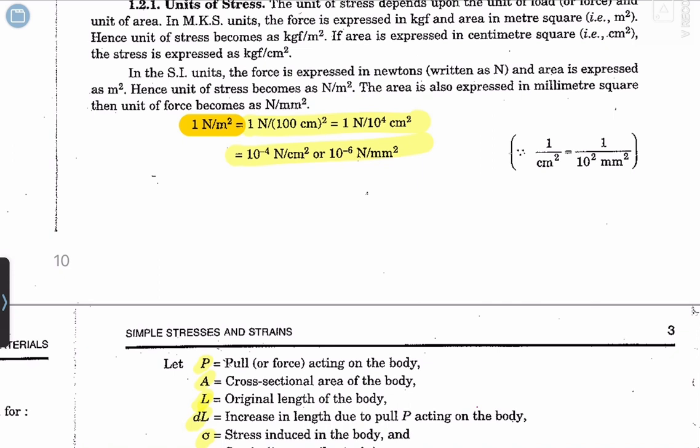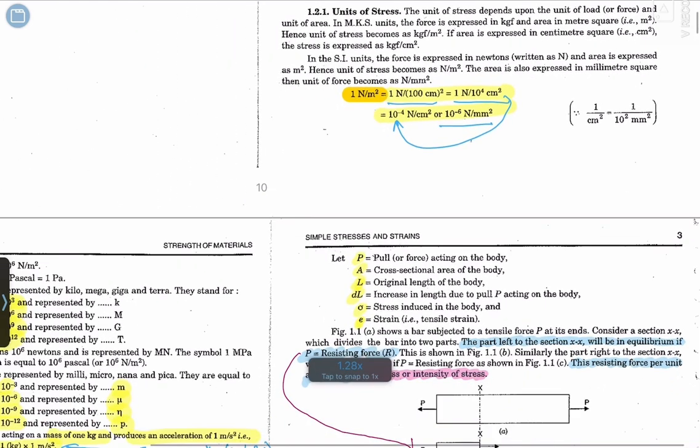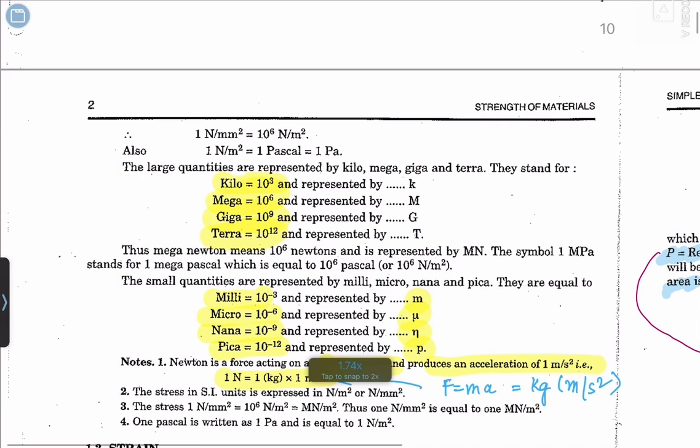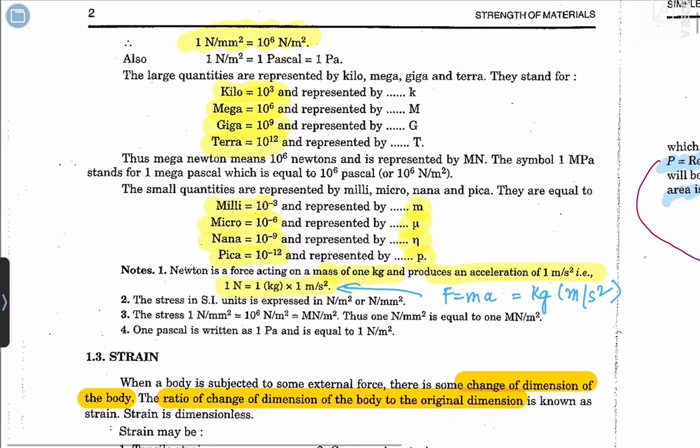1 Newton per meter square is equal to 1 Newton upon 100 centimeter square. So it is 1 Newton per 10 to the power 4 centimeter square, which can be written as 10 to the power minus 4 Newton per centimeter square, or 10 to the power minus 6 Newton per mm square. So you can simply write 1 Newton per mm square is equal to 10 to the power 6 Newton per meter square, and 1 Newton per meter square is equal to 1 Pascal.